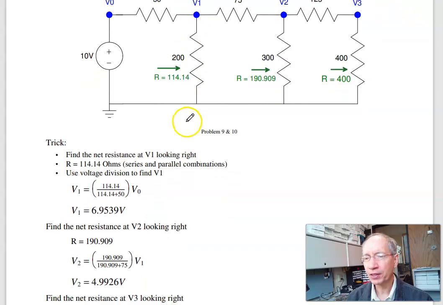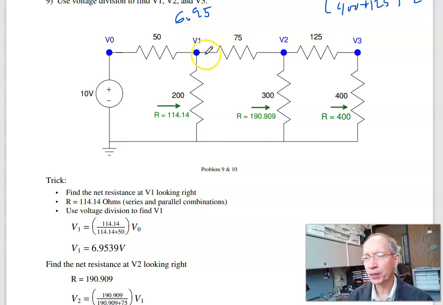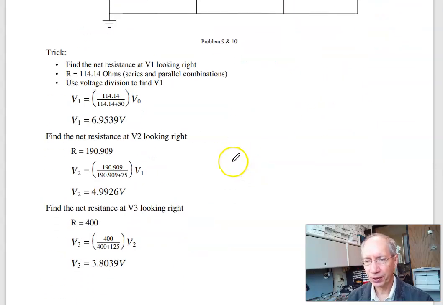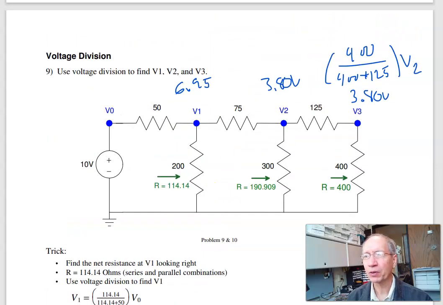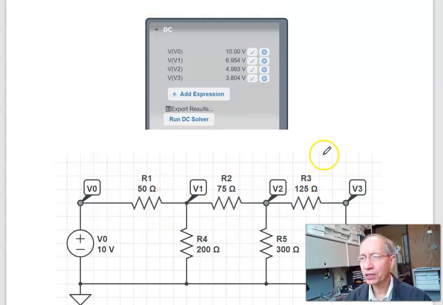Once I know V1, I can find V2. All this together is 190. This 190 over 190 plus 75 times 6.95 gives you 4.99 volts for V2. Once I know V2, V3 is 400 over 400 plus 125 times V2, and I get 3.80 volts. Using Circuit Lab, I can do the same thing, build the circuit, find the voltages, and I get the same answer.